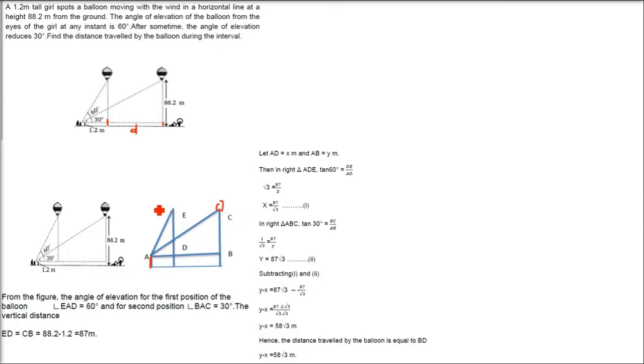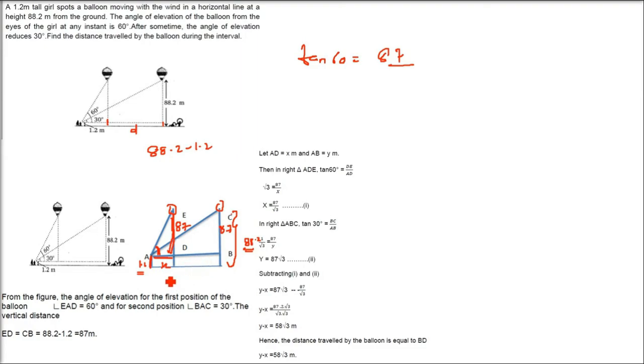So here is the girl standing. This is the balloon, this is the balloon. Now this 1.2 meter is the height of the girl, and the height of the balloon from the ground is 88.2. So first we have to subtract the girl's height. So 88.2 minus 1.2, because we want this height. In order to make trigonometry possible, we have to take this triangle. This angle is 60 degrees. So tan 60 is perpendicular by base. So you have to write all the triangles. It's 87 by base. Now we don't know the base. Let us say it is x.